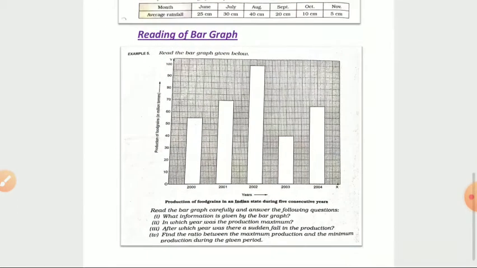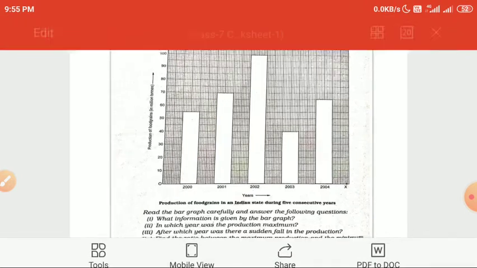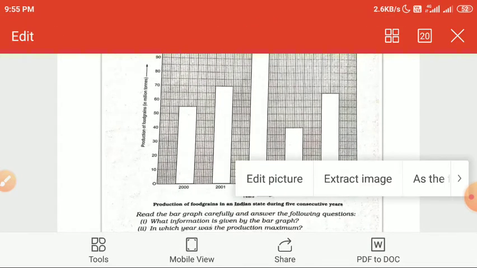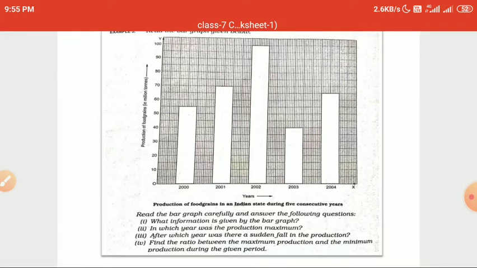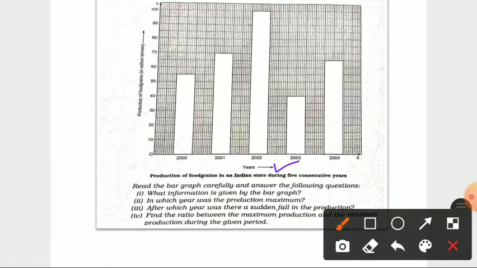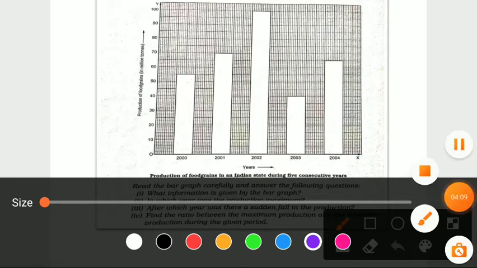Now I'm telling you how to read a bar graph. The graph is already made. You only have to look at this graph and write the answers to the questions. What is the first question? In this graph, years are given on the x-axis and the production of food grains in million tons is given on the y-axis.